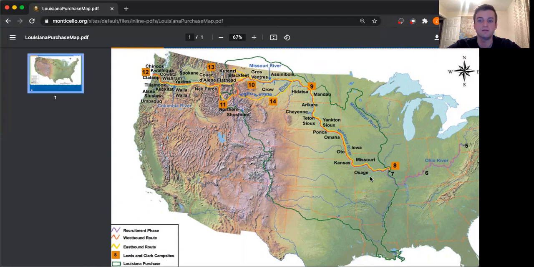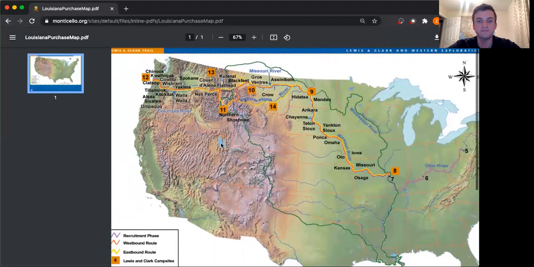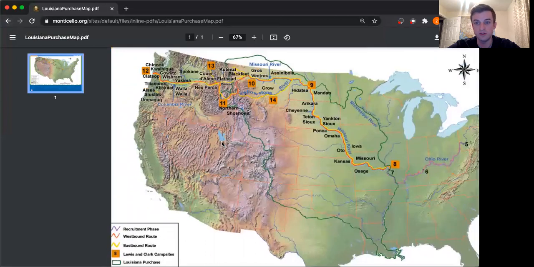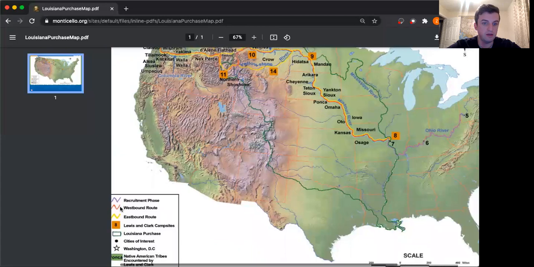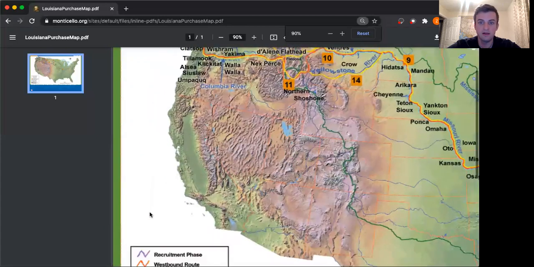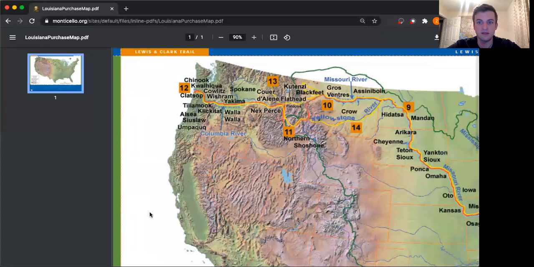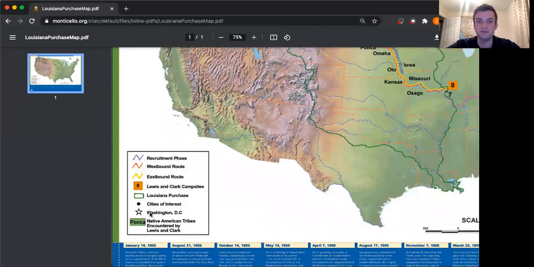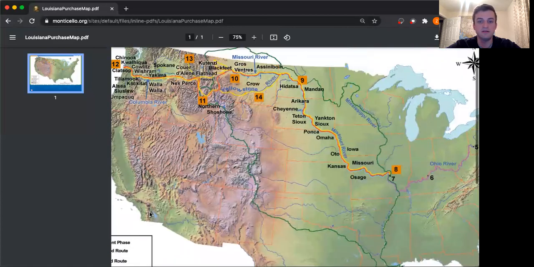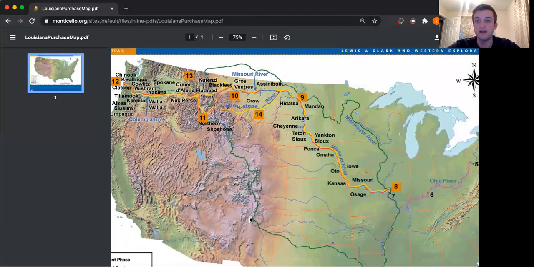And I like this map because it shows you some of the Native American tribes that were encountered along the way. It shows Lewis and Clark's journey out west, and that would be the little red line there, as you can see, and then they got to come back. It is for me one of the defining stories of our country.